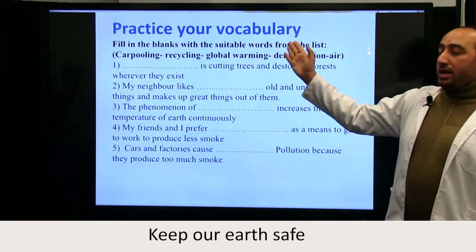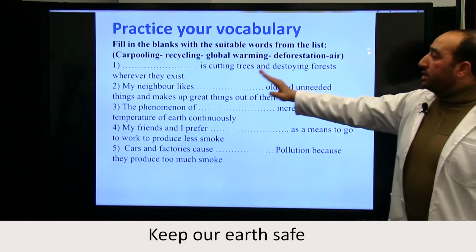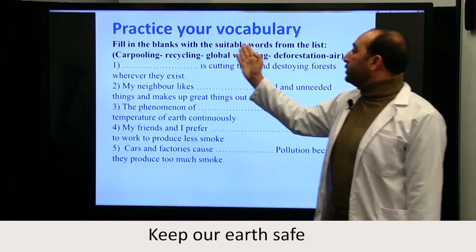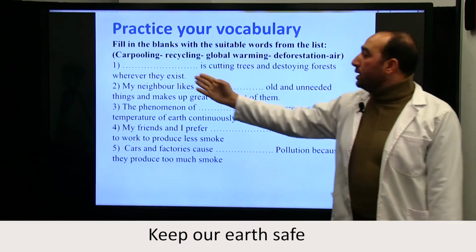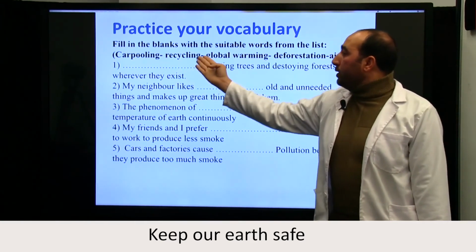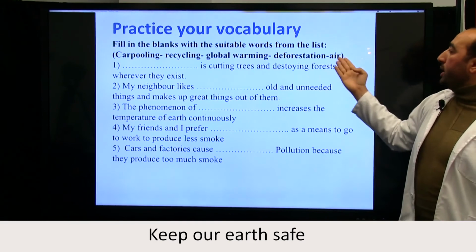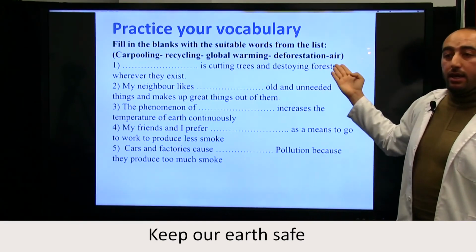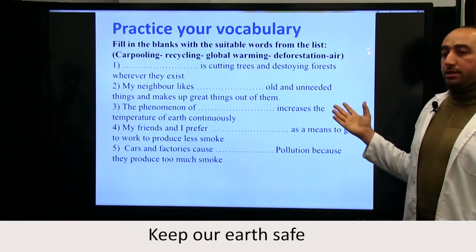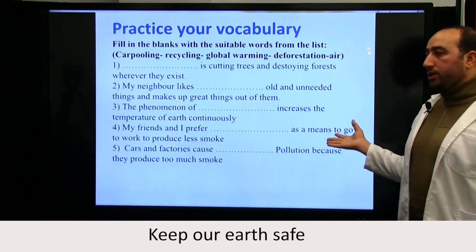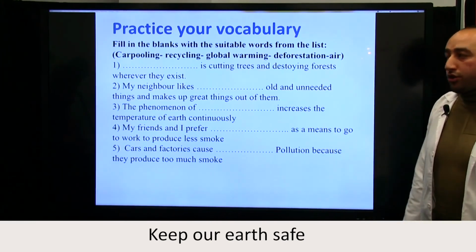Now we move to practice. This is an exercise. Fill in the blanks with the suitable words from the list. The words we have seen: carpooling, recycling, global warming, deforestation, and air. I will give you some minutes to do the exercise, and you can stop the video and do the exercise, and then we will correct.